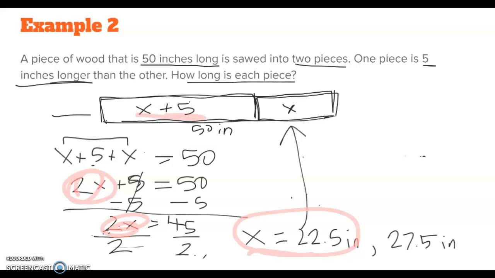Then I know that the second piece is just 5 inches longer than that. So 22.5 plus 5 is 27.5 inches. And that's how you do that one.